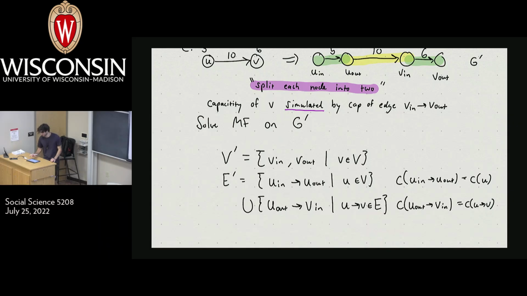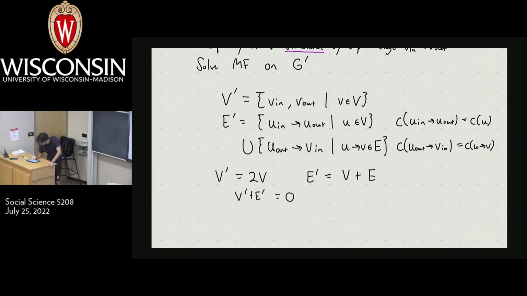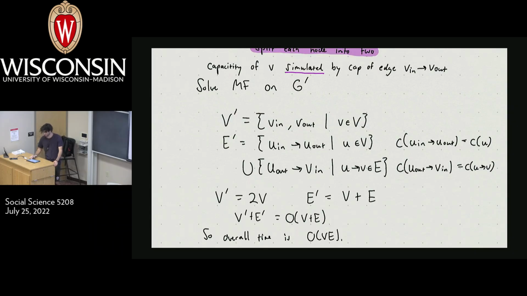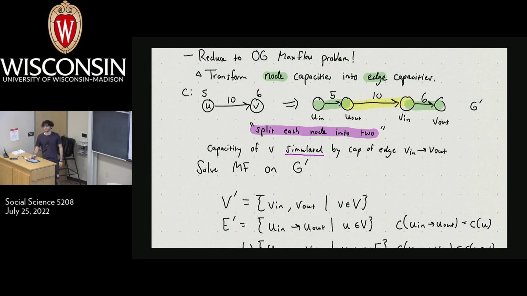So clearly, we've at most doubled the vertices. So V prime, in fact, it's exactly equal. And E prime is going to be roughly, we have one edge per node for the U in to U out. And then we also have one edge for each original edge. So E plus V plus E. So overall, V prime plus E prime is O of V plus E. So if we use the original max flow algorithm, the overall runtime is going to be O of V times E. And technically, you want to formally argue why they're equivalent, but this one's kind of straightforward, so I'm not going to do the full proof with the arrows in each direction.